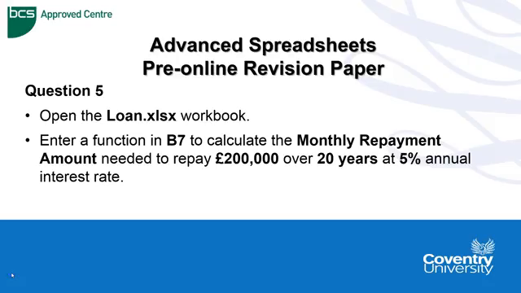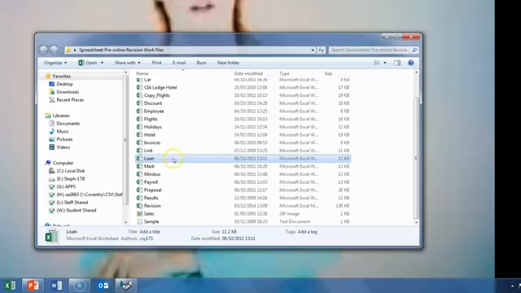Hello, advanced spreadsheets pre-online revision paper, another tricky area, question 5. It's asking us to open up a loan workbook and enter a function in B7 to calculate the monthly repayment amount needed to repay £200,000 over 20 years at 5% annual interest. So let's have a look at this one together.